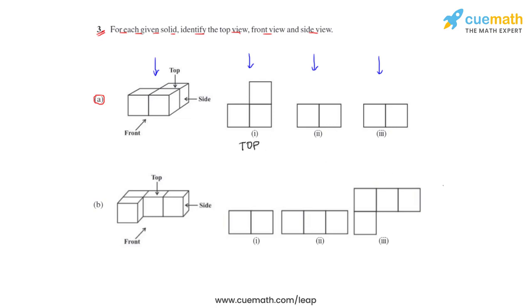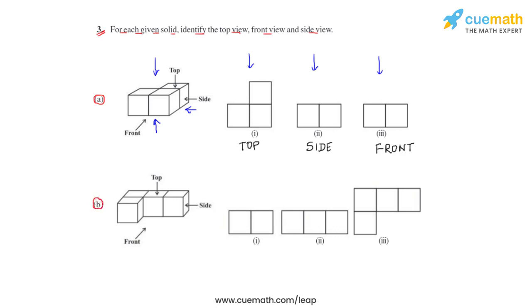And then if we observe the figure from the front and the side view, we see that both the sides consist of two squares. So we can say that the second one would be either the side view or the front view, and also the third one would then be the front view, because both of the options consist of two squares side by side. Now let us move on to the B part.